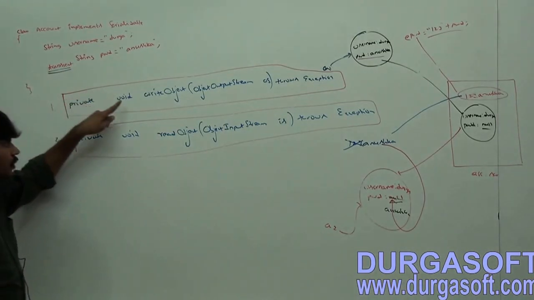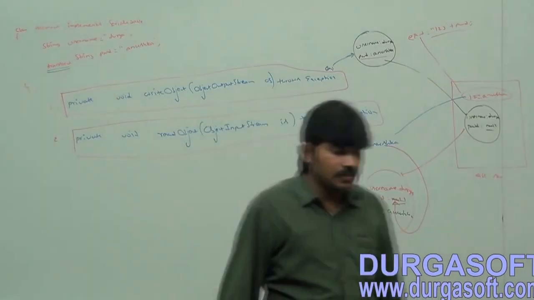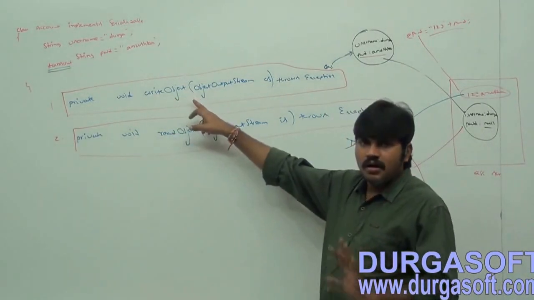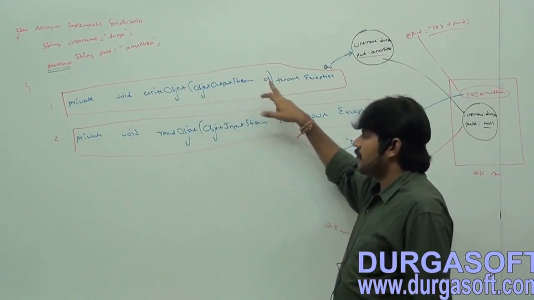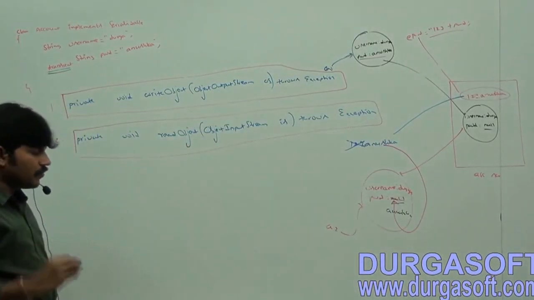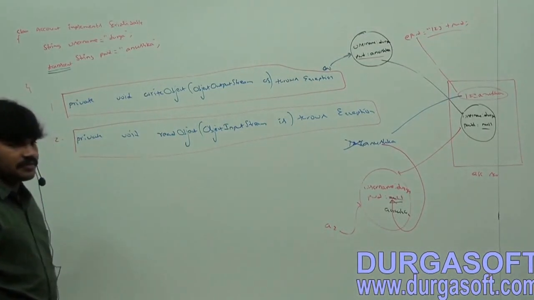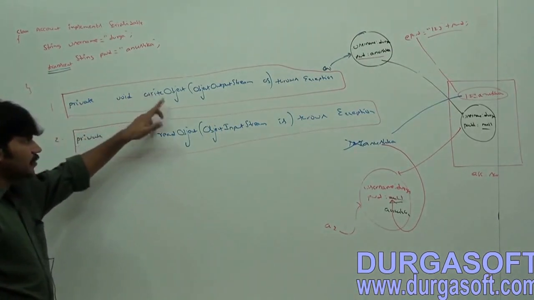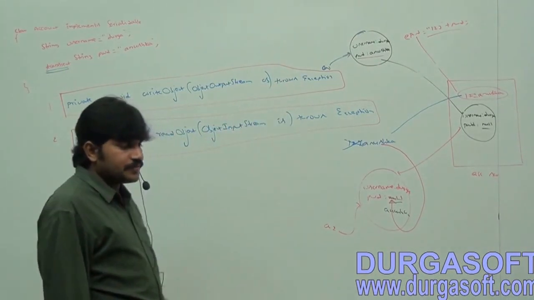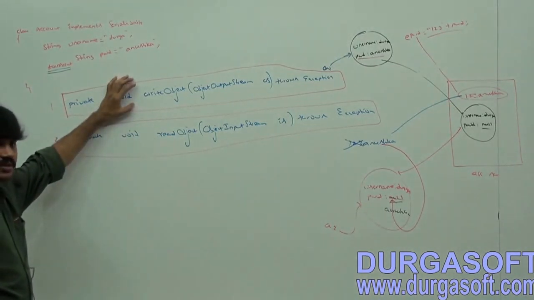Private void writeObject, w small, O capital. Private void writeObject of ObjectOutputStream os throws Exception. Are you getting? Okay, this is throws Exception.